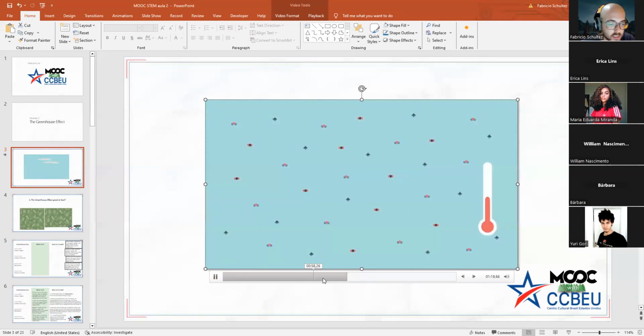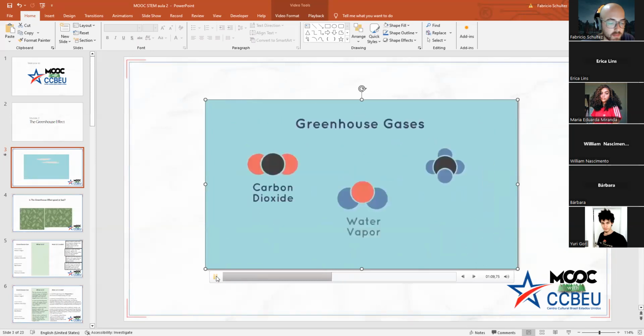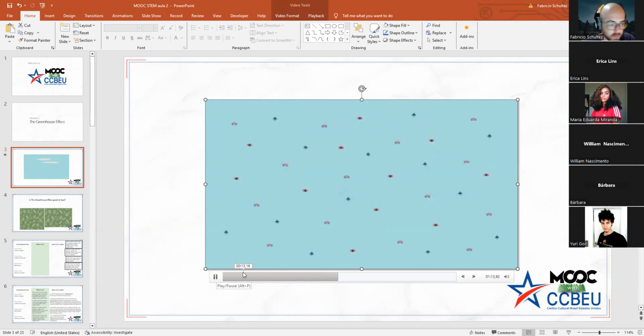For living things. Carbon dioxide, water vapor, and methane are all examples of greenhouse gases.